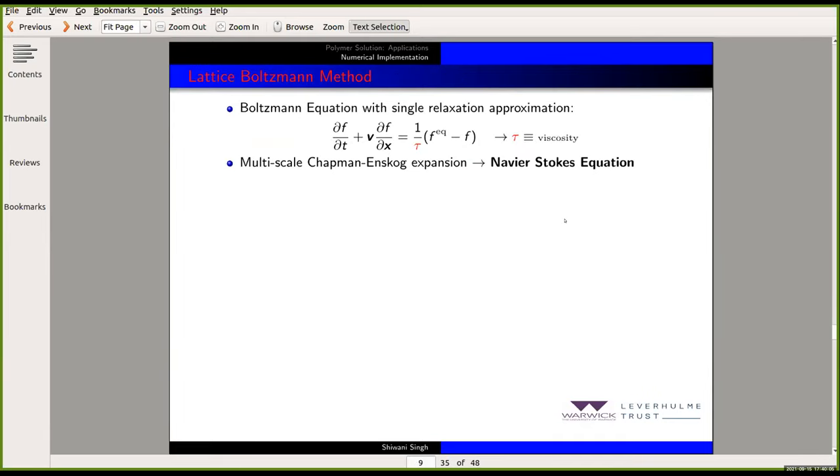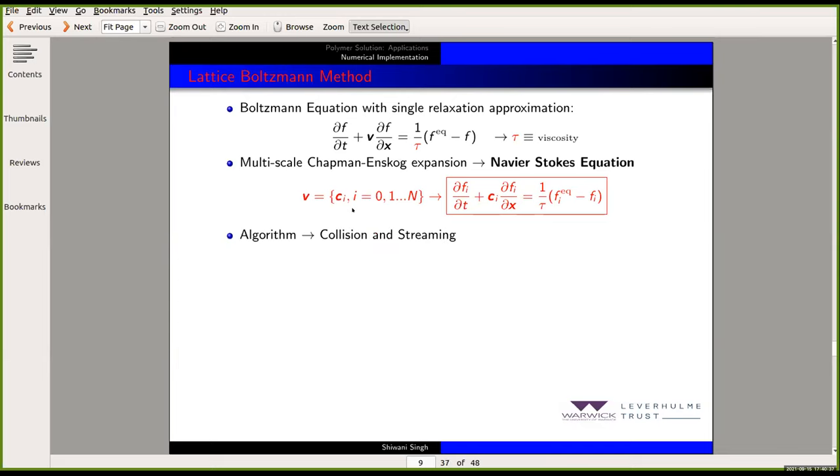Now, how do we model this in a lattice Boltzmann method? I'll briefly describe what the Boltzmann equation is. In the Boltzmann equation, the collision term pushes the distribution function to its equilibrium state at the rate of 1 by tau, where tau is related to the viscosity. Multiscale Chapman-Enskog analysis says that we will get the Navier-Stokes equation at a very small tau. To discretize it, we consider a discrete velocity set corresponding to the discrete distribution set. And the algorithm is very easy then: collide according to the collision rule, and then stream to the next site according to the velocity.